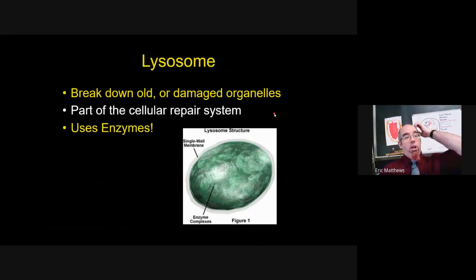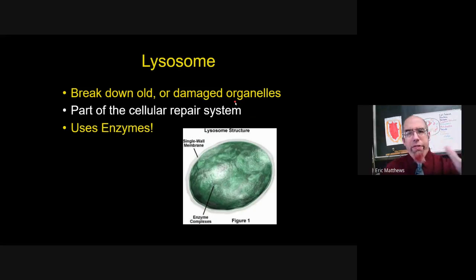The lysosome. This is a very small organelle. You will not be able to identify them individually from most diagrams. You won't be able to tell the difference between them and a vacuole. They're just these little tiny, seemingly empty circles. But their job is to break down old and damaged organelles.